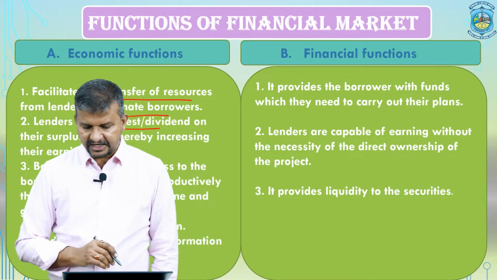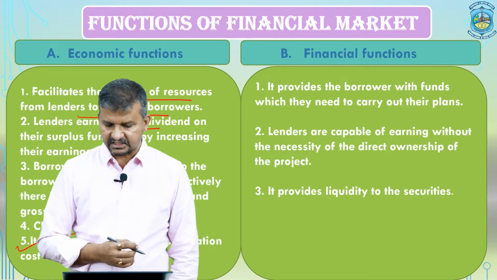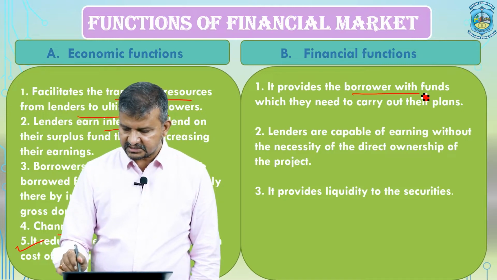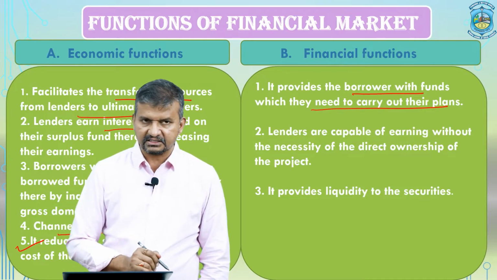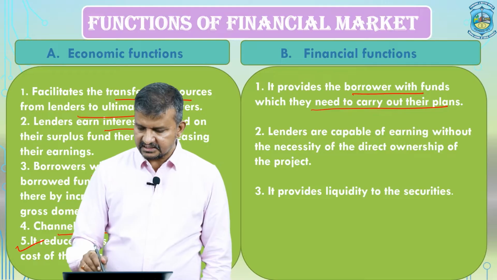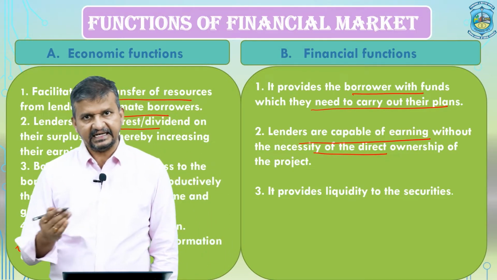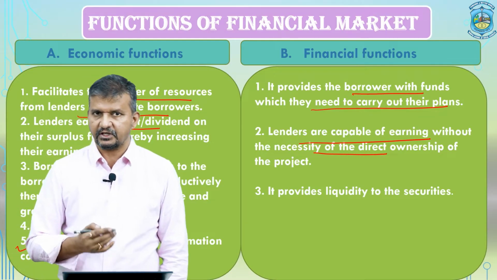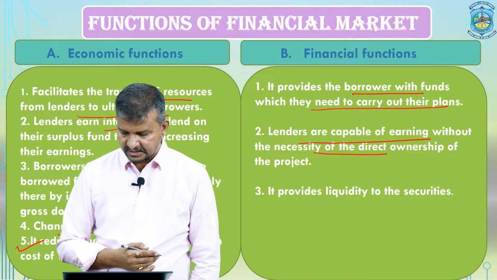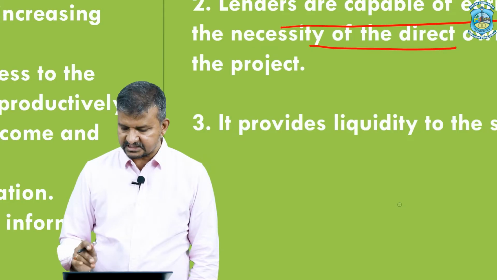Now we come to financial functions. In financial functions, it provides the borrower with the funds which they need to carry out their plans. Then lenders are capable of earning without the necessity of direct ownership. They lend and they earn interest on the amount which they have given without having the direct ownership over the projects. Then it provides liquidity to the securities.